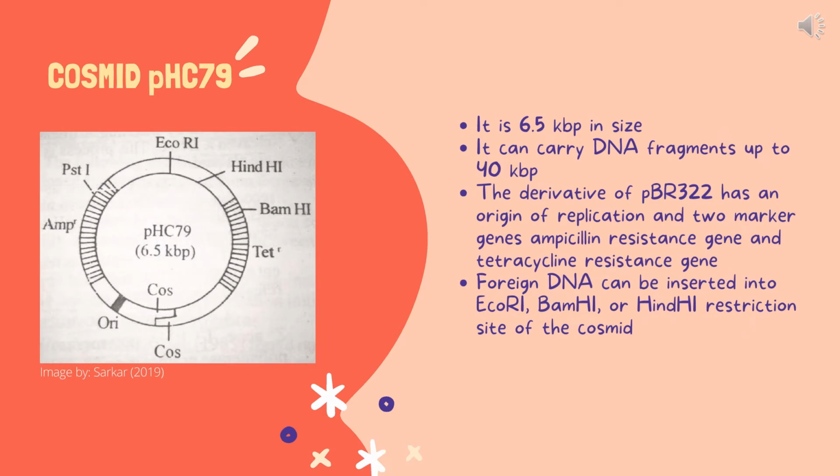Cosmid pHC79 is 6.5 kilobase pairs in size. It can carry relatively large DNA fragments and contains both ampicillin and tetracycline resistance genes. Foreign DNA can be inserted into EcoRI, BamHI, or HindIII restriction sites of the cosmids.